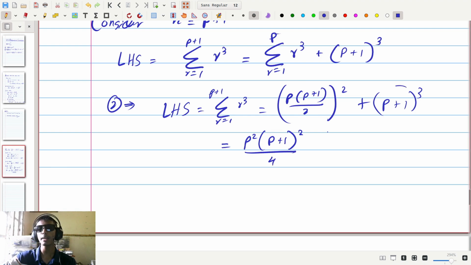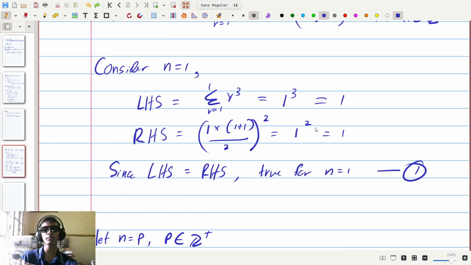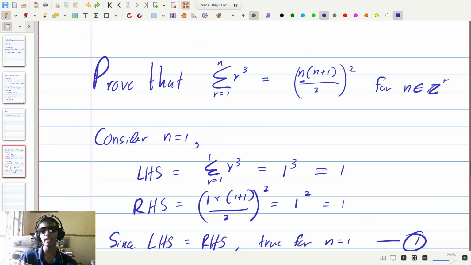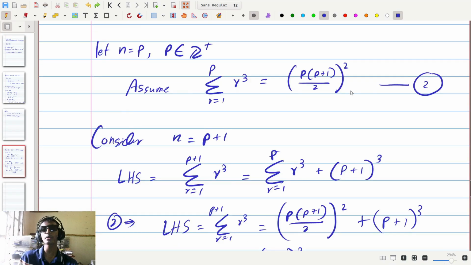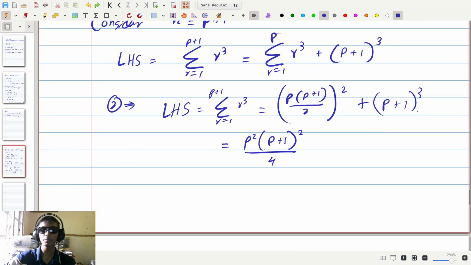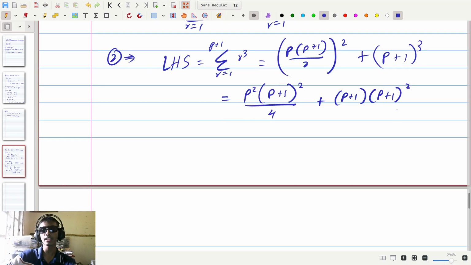To this I need to add p plus 1 cubed, and I'm going to do a little smart thing. Since I know what I want in my answer is going to have an n squared and an n plus 1 squared, I'm going to factor p plus 1 cubed into p plus 1 times p plus 1 squared. By doing this, I can see that this term here has a p plus 1 squared as a factor, and this term here also has a p plus 1 squared as a factor, which I can factorize together.